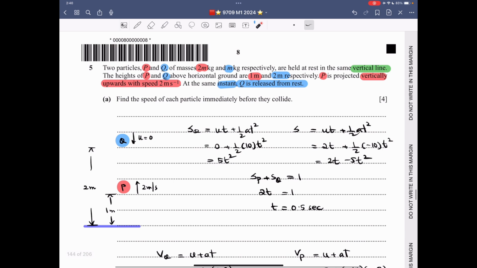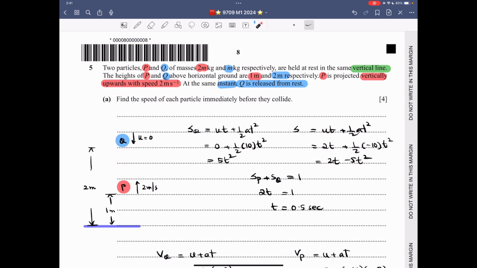Question number 5. Now, this time it's momentum in a vertical direction. Two particles P and Q, of masses 2m and m kg, are held at rest in the same vertical line. So they are one on top of each other. Which one is at the top, which one is at the bottom, we will soon find out. The height of P is 1 meter and the height of Q is 2 meters respectively above horizontal ground. Therefore, Q is 2 meters above ground, P is 1 meter above ground. Therefore, the difference between the two is 1 meter.